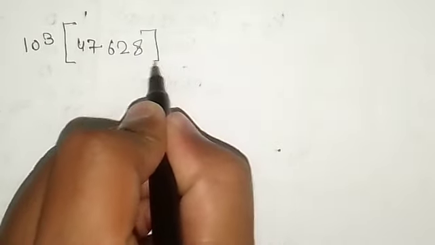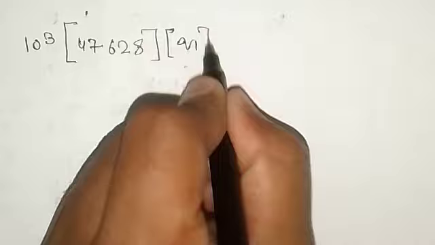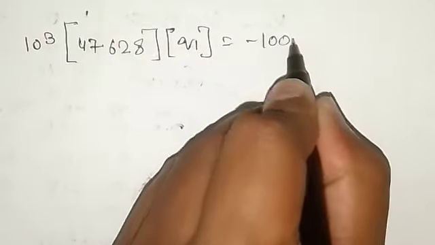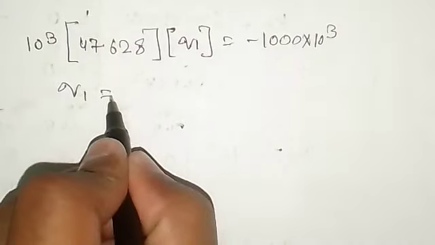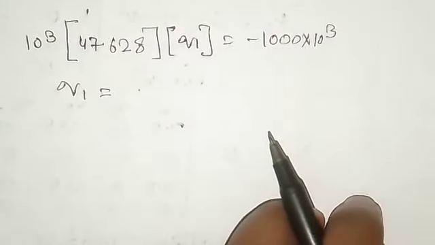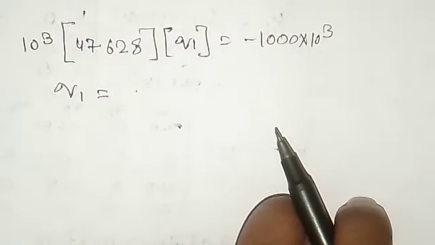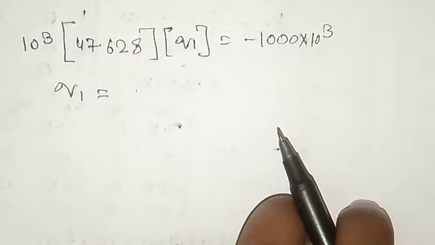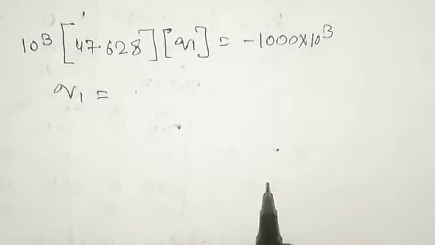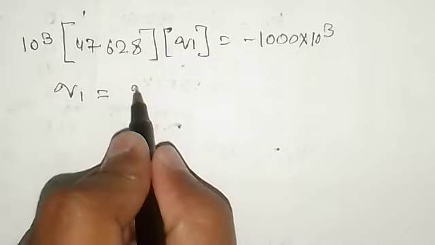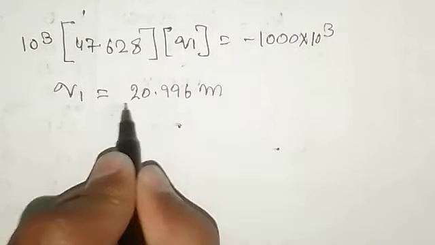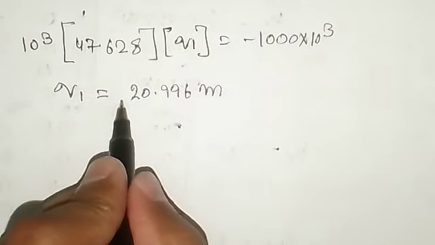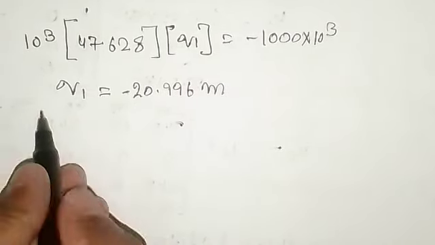47.628. Right, and this is what you have: Q1 is equal to minus 1000 into 10 to the power of 3. So when you simplify, you will get the Q1 value. Q1 value is 20.996 mm, right? It will come in minus, right? So the nodal displacement is what?